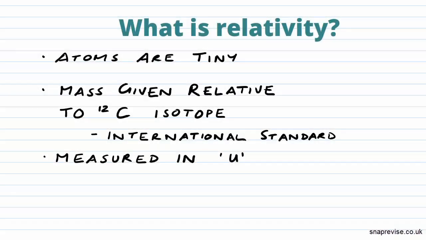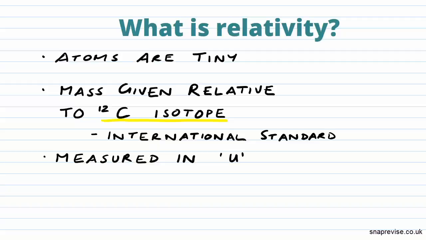What is relativity? Well, we've briefly discussed it before, but the atoms that we're talking about are incredibly tiny. I mean, you wouldn't be able to see them if you looked with the naked eye. So we must give the mass relative to something else. And the something else that we give it relative to is an isotope of carbon-12. Now, there are many reasons we give it relative to an isotope of carbon-12. One of these is that it is an incredibly common and relatively stable isotope.